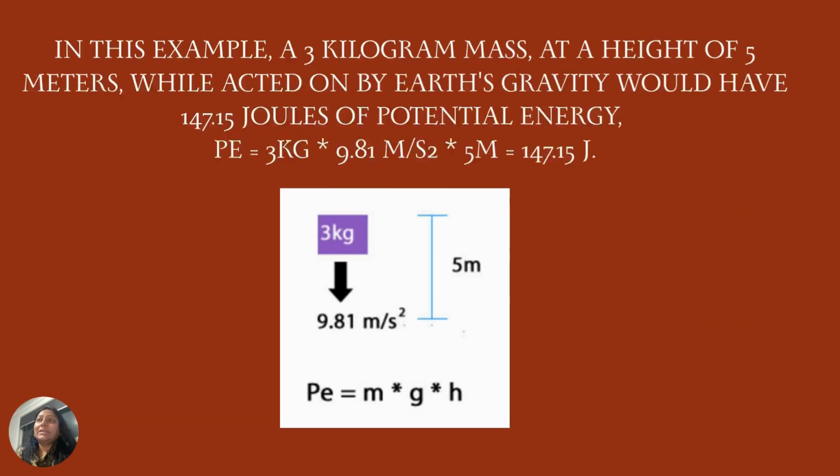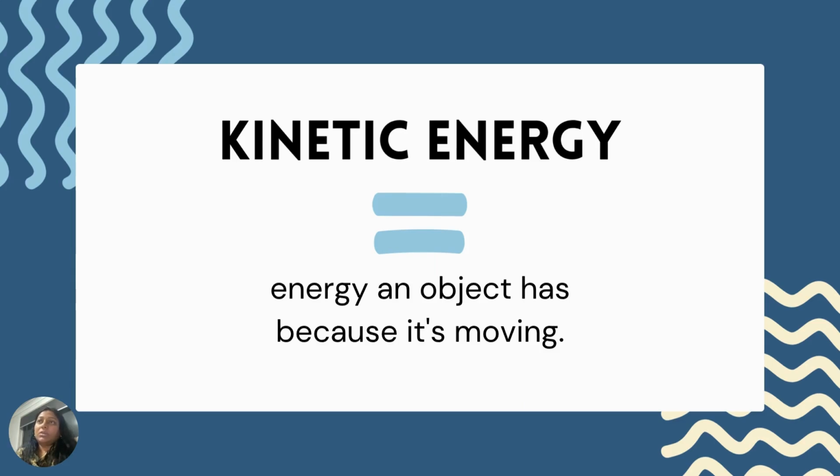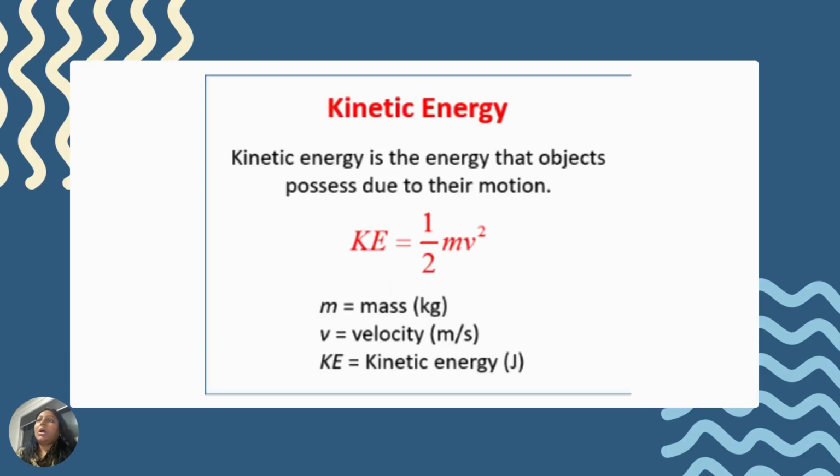Now, how do we calculate? For example, in this case, the height is given to you as 5 meters. The mass is 3 kilos. We treat g as 9.81. So just substitute into the formula, and there we go. Now let's take a quick look at kinetic energy. It is the energy of an object because it's moving, possessed by the object. It is half times mass times velocity squared. So these are the units.